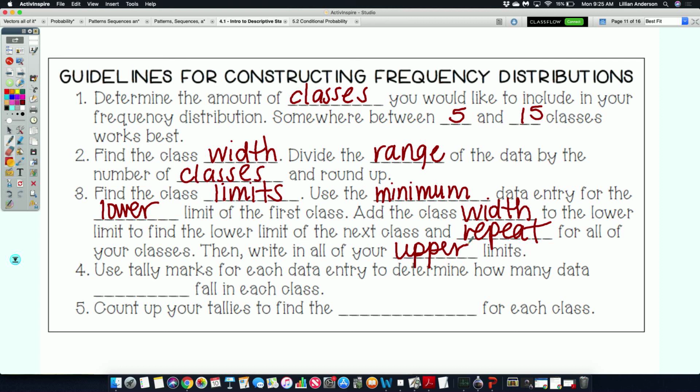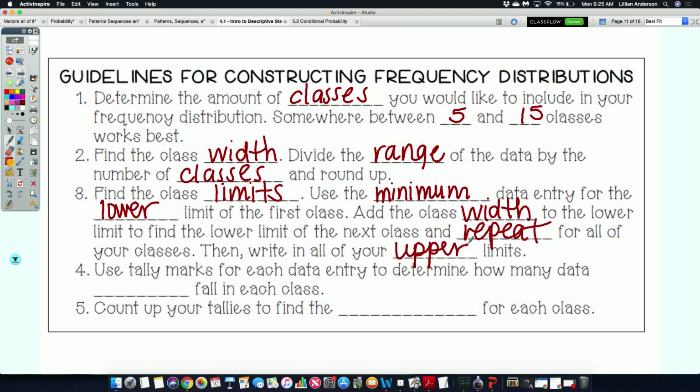So let's go back over step 3. Once you determine your classes and figure out your class width, you use the minimum data entry from your raw data, and that becomes the lower limit of your first class. Whatever that lower limit is, you add the class width to those values and continue to repeat until you get to your maximum data entry. Okay? And then, of course, you repeat that for your upper limits.